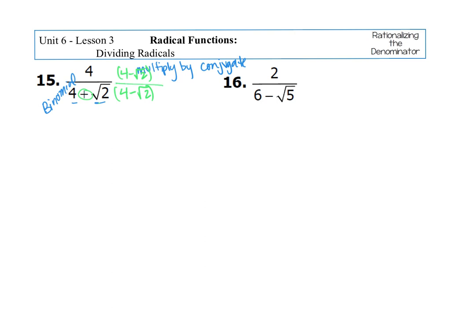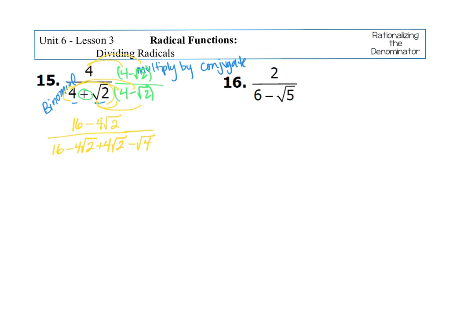So here we go. In the numerator, we're going to distribute 4. 4 times 4 is 16. Then 4 times negative square root 2 is negative 4 square root 2. Over. We have to FOIL. When we're using the conjugate, we always FOIL in the denominator for sure. So 4 times 4 is 16. 4 times negative square root 2 is negative 4 square root 2. Then we come back to the insides. Square root 2 times 4 is plus 4 square root 2. And then last, we would have square root 2 times negative square root 2 is negative square root 4.